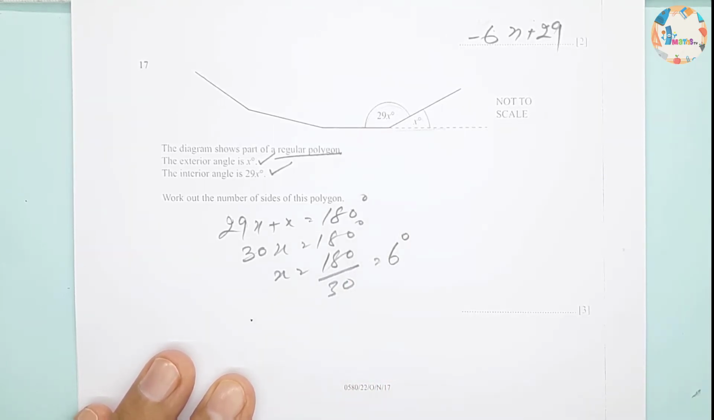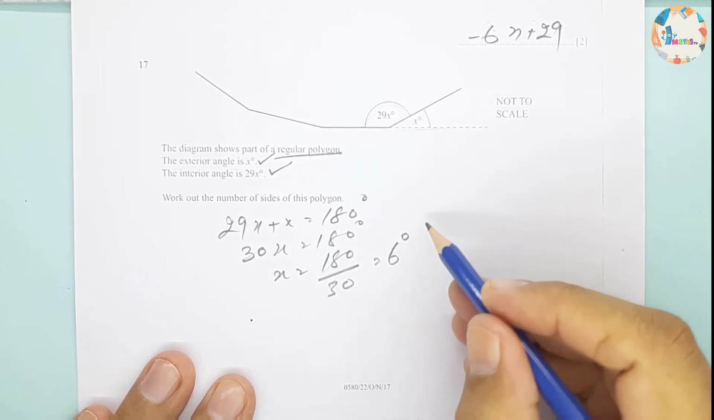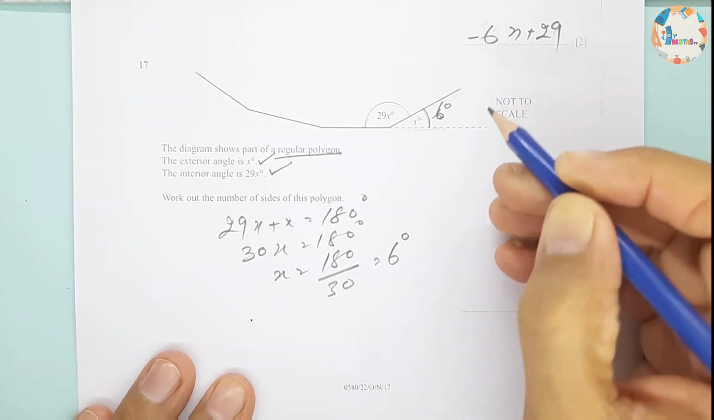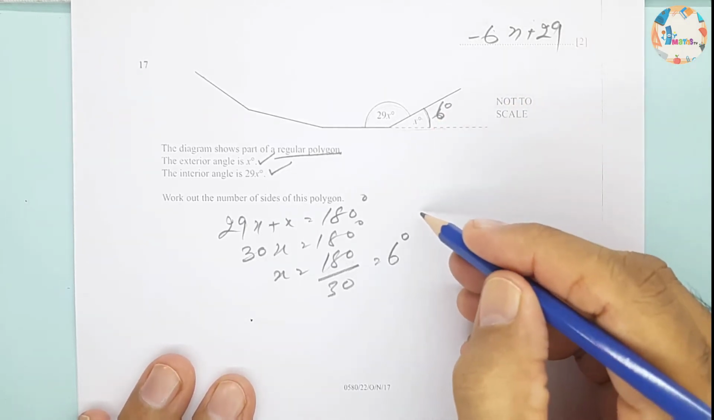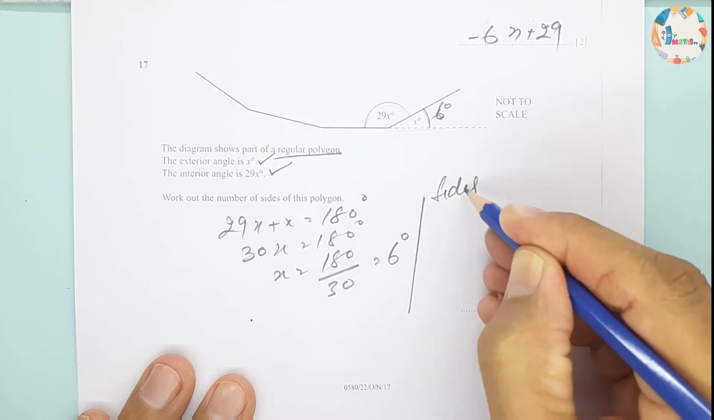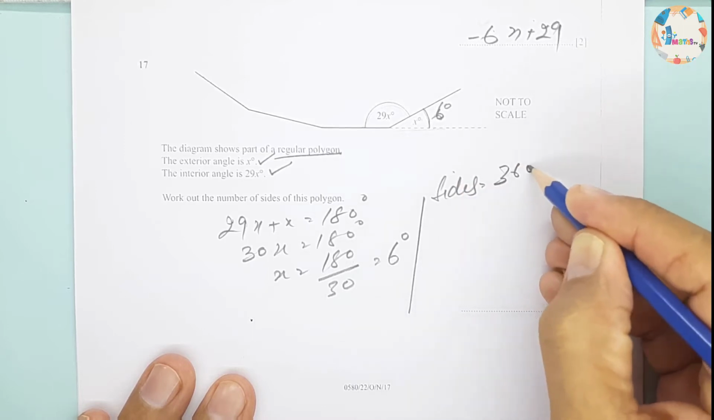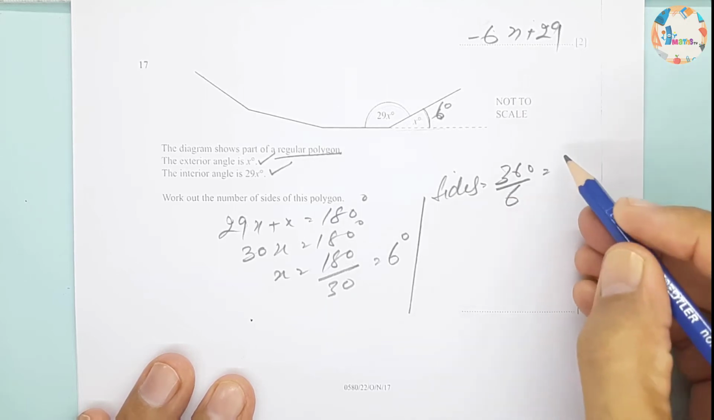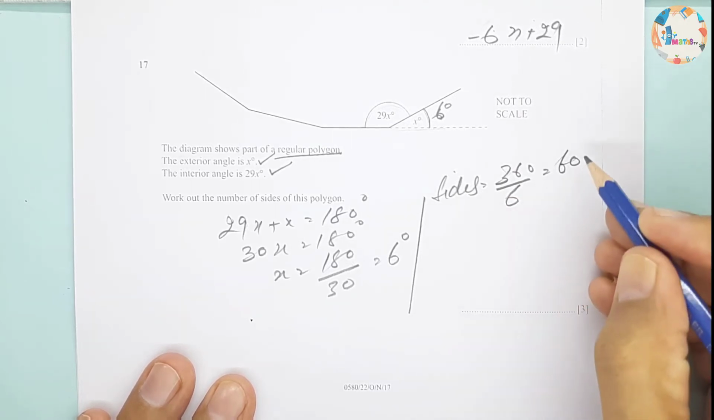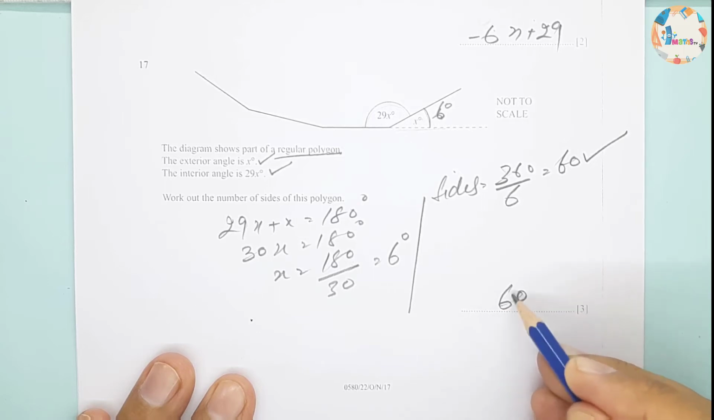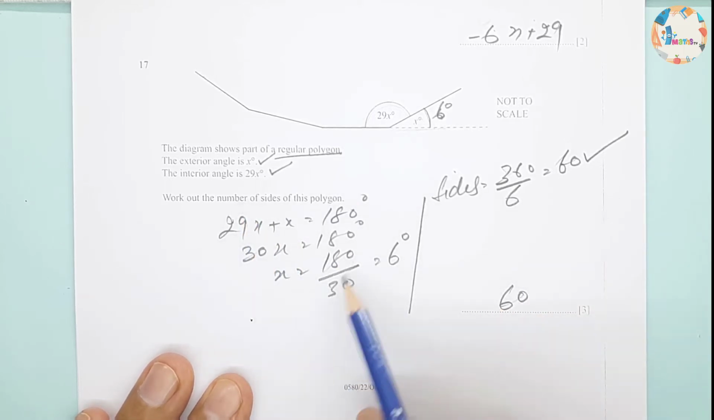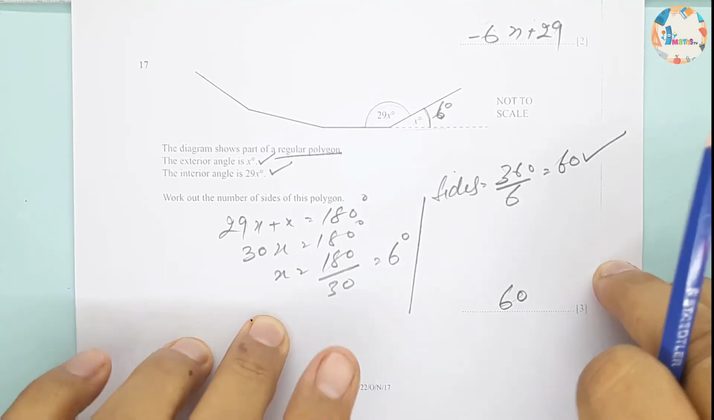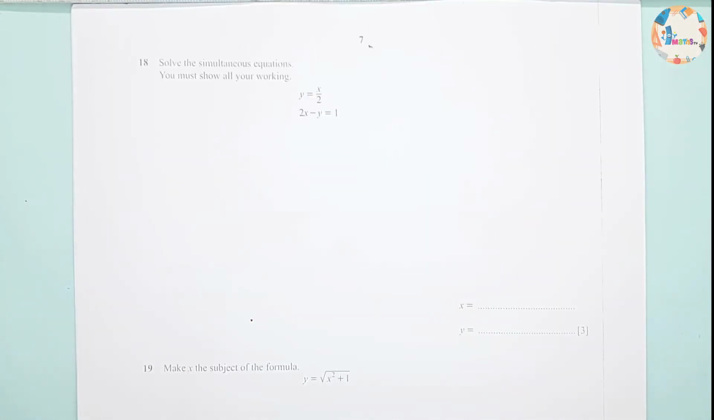So the x value is 6 degrees. So the exterior angle is 6 degrees. Now we know that the number of sides is equal to 360 divided by the exterior angle, which is 6. So this will be 60. So the sides will be 60. This is how we can first find the exterior angle, then divide 360 by the exterior angle, and we'll get the number of sides.